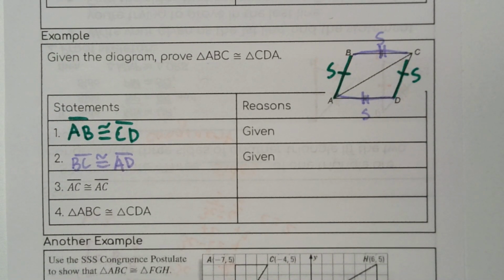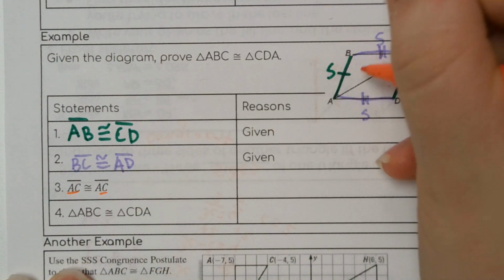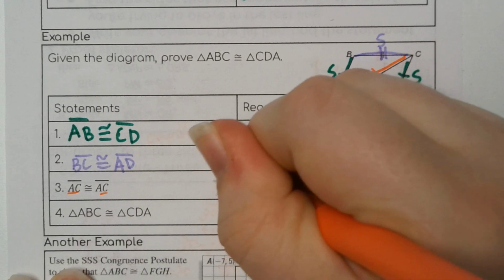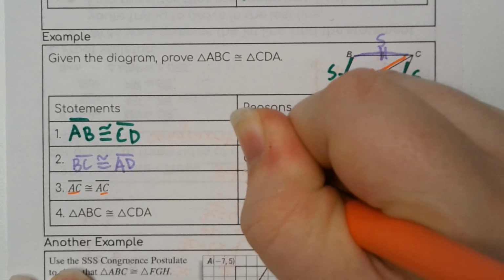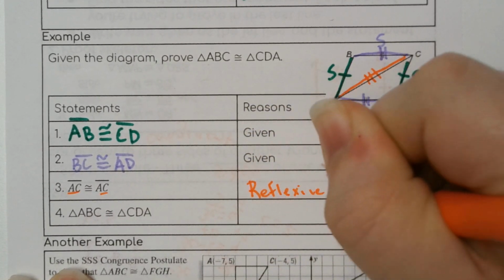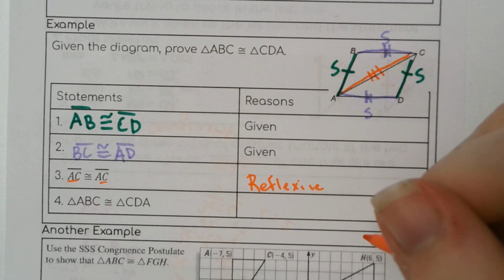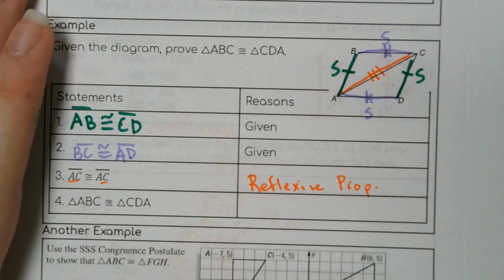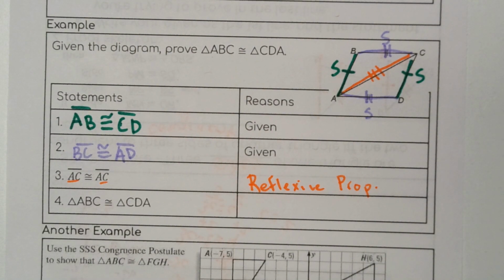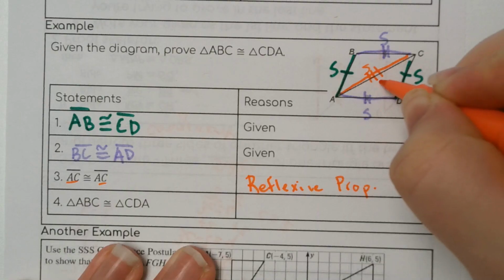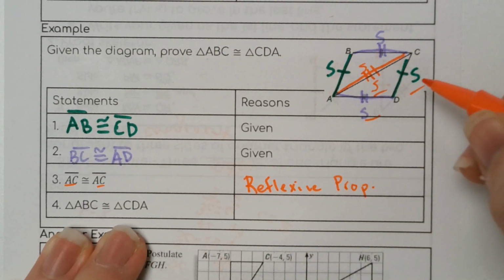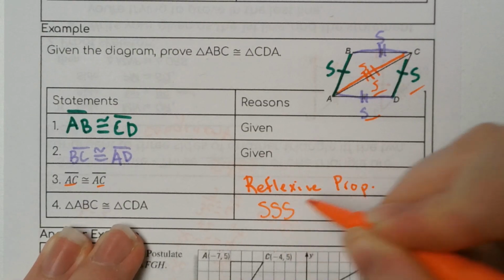Okay. Then it says that AC is congruent to AC. Why is AC congruent to AC? The reflexive property. Thank you. The notes are up there. Oh, that's fine. All right. So then that's our third S. So we can conclude that these 2 triangles are congruent by SSS.